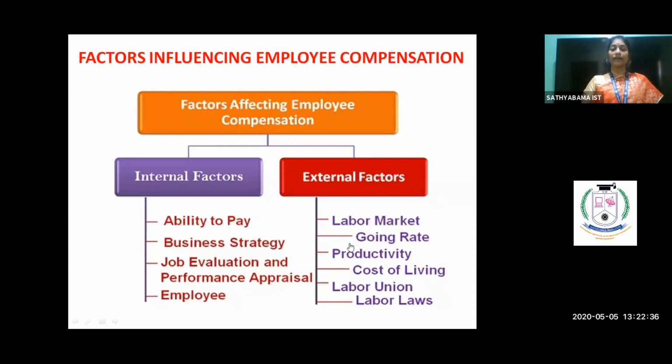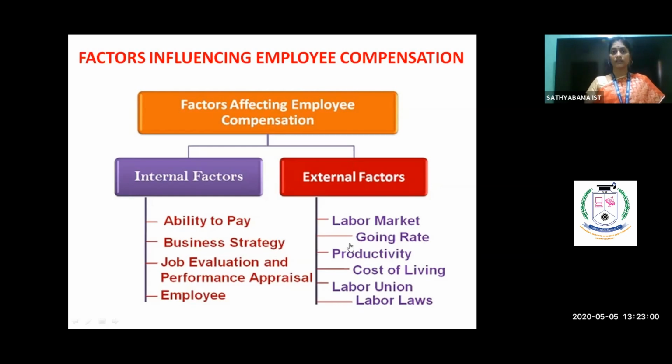Then comes the job evaluation and performance appraisal. Job evaluation is finding out the job description and job specification. We all know what a job description is. Job description is the responsibilities involved in a particular job, whereas job specification is the skills or qualities required to perform the job.